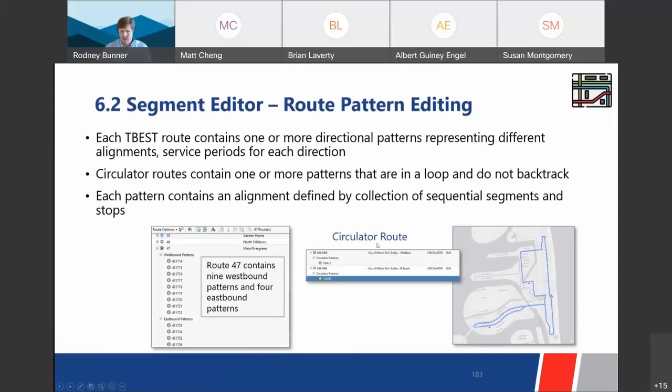This is an example of a circulator route in Miami Beach, where the route itself doesn't really traverse the same roadway on the inbound or outbound. It's just a single direction that operates in a loop. So this is a good example of a circulator route inside of TBEST.